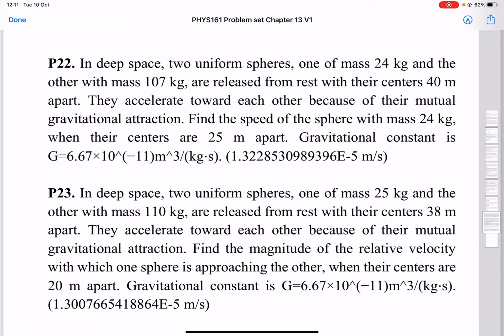So here we have problem 22. In deep space, two uniform spheres have masses of 24 kilograms and 107 kilograms. They are released from rest, and the distances are given. You have to find the speed of the sphere with the mass of 24 kilograms when the centers are 25 meters apart.